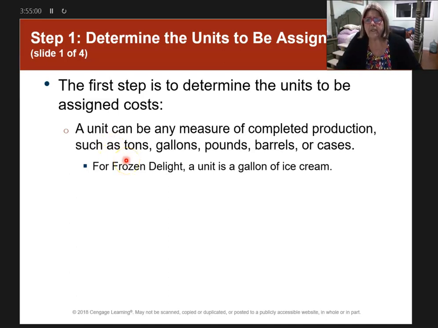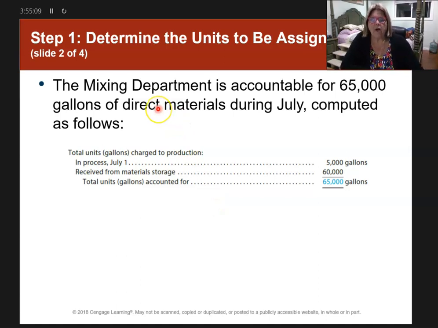It depends on what we're doing. A unit can be any sort of measurement. In this case, we're going to be talking about gallons of ice cream because that's what we're going to make. So the mixing department, remember we're talking about mixing department only right now, is accountable for 65,000 gallons. And so here's how it's broken down. So at the beginning of the month, I already had 5,000 gallons in work in process in the mixing department. Then I brought 60,000 in from my direct materials. So total units is 65,000 gallons. That makes perfect sense. But on the next slide, we're going to break this down into groups.